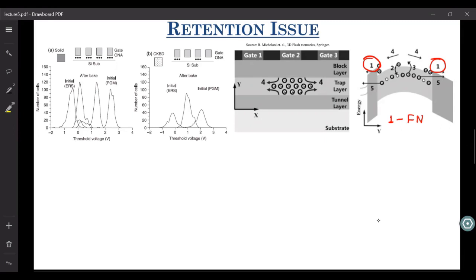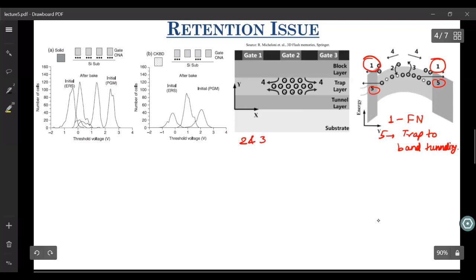Then apart from that, let us talk about 5, because these are easily identifiable. What is 5? 5 is nothing but trap to band tunneling. Now let us talk about 2 and 3. What do you think about 2 and 3? What are those mechanisms? 2 and 3 are trap to conduction band movement of electrons.